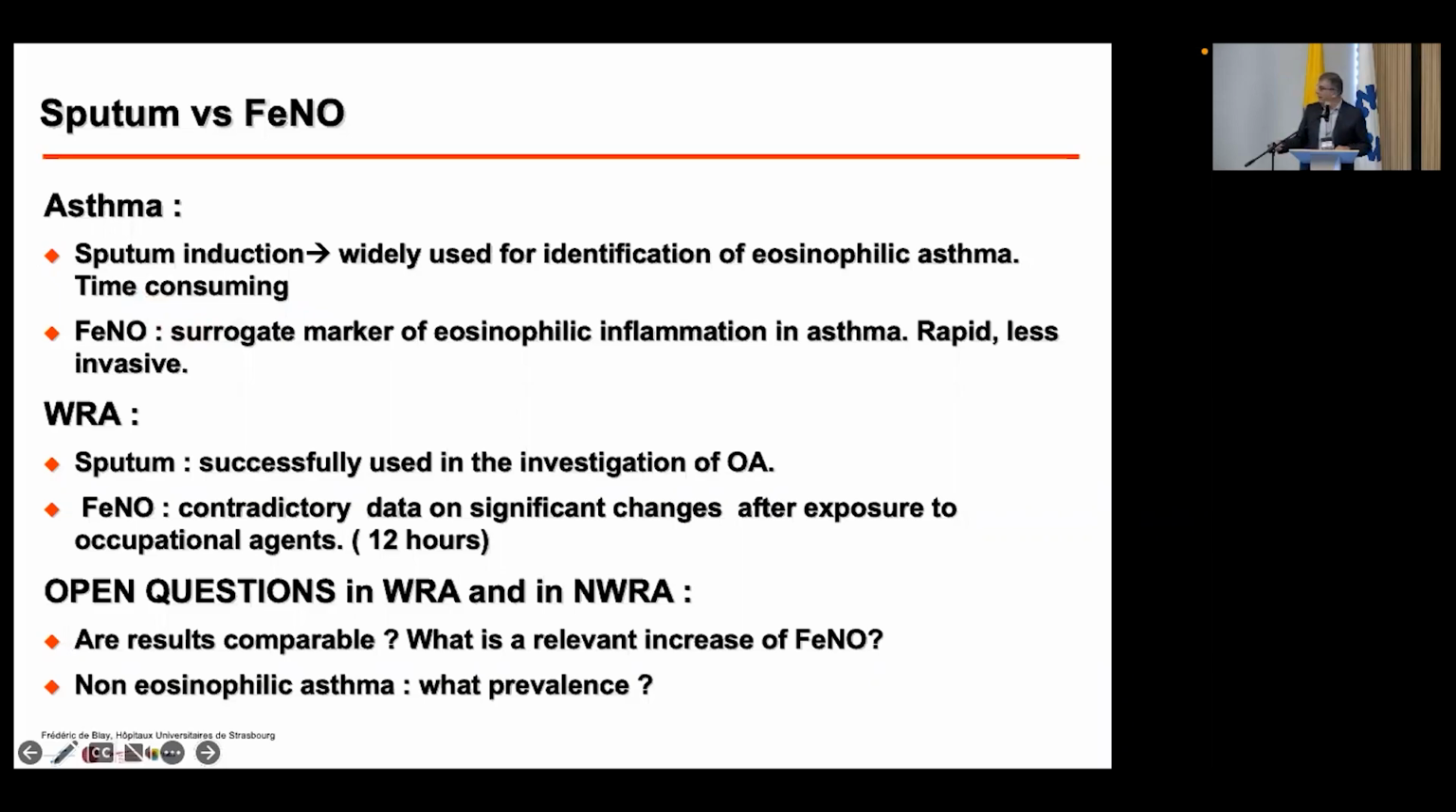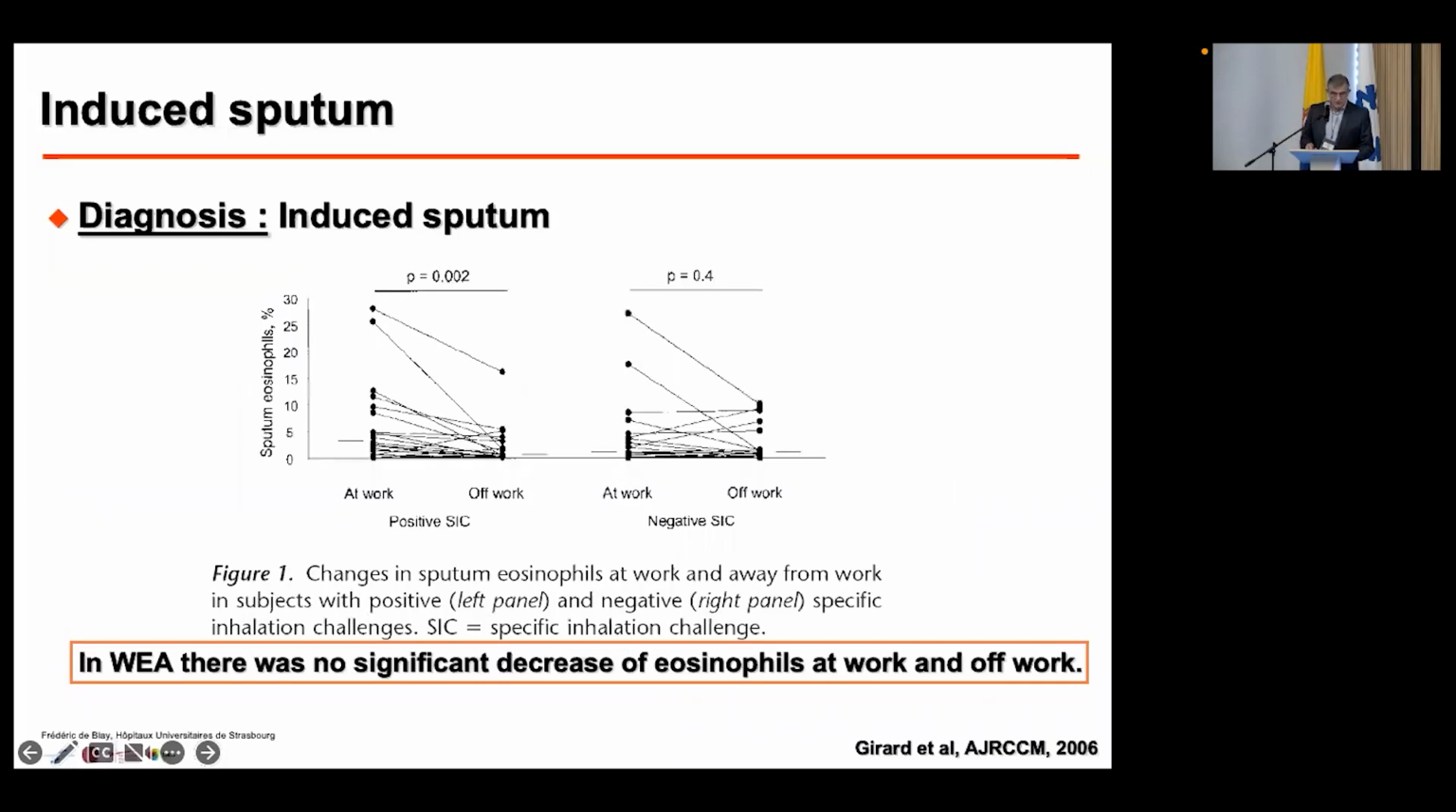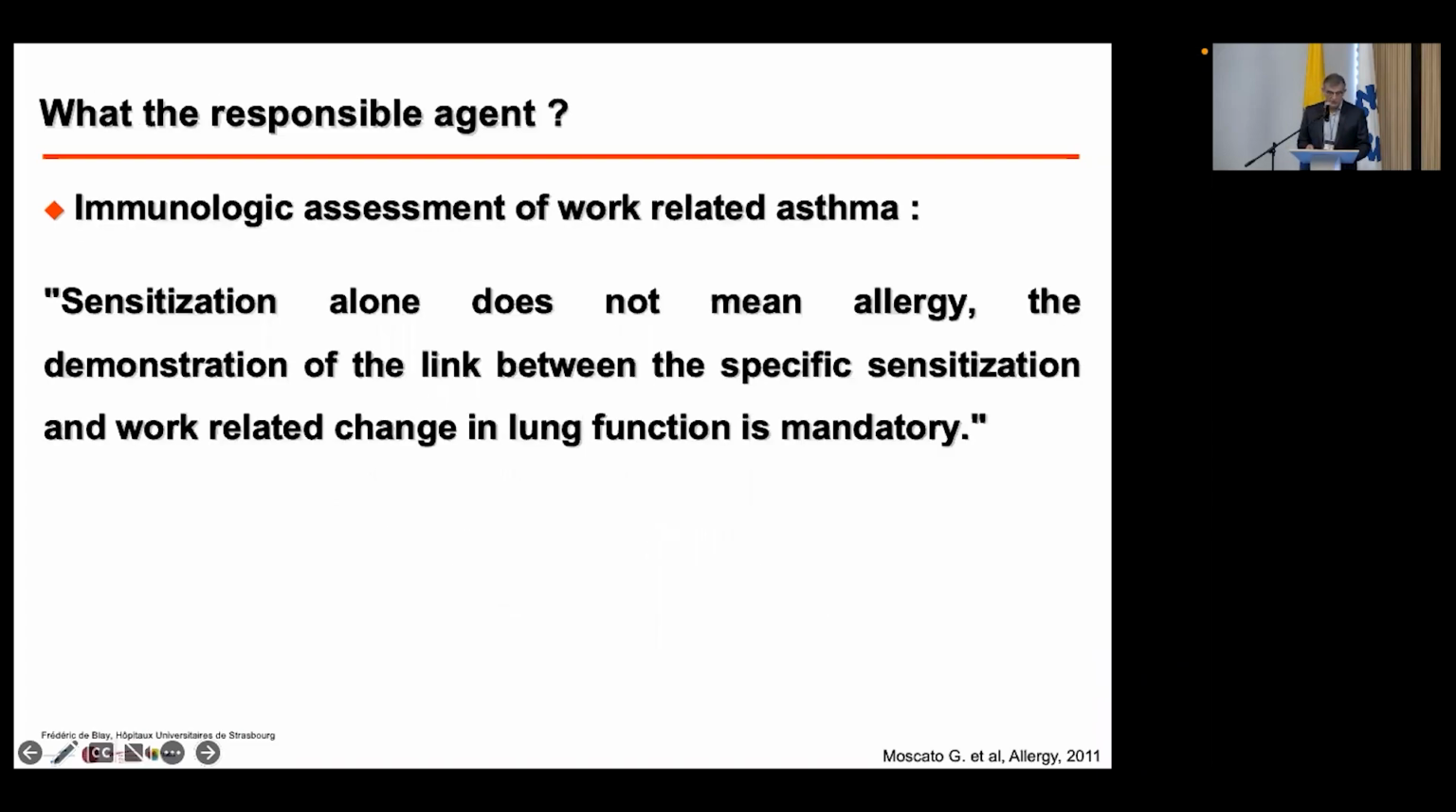If we perform FeNO, I think FeNO could be interesting. The patient is at work, you perform FeNO measurement the day on which the patient is exposed, and then you perform FeNO measurement after 10 days when the patient is out of work. Okay. And then also the induced sputum, but as I told you, you can have an increase of eosinophils at work. But this is mostly for research.